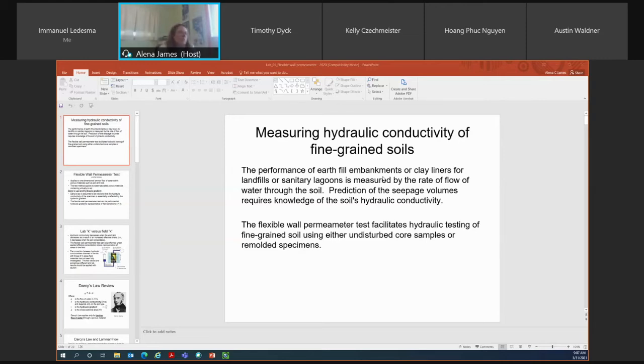So to predict those seepage volumes, we have to have a knowledge of a soil's hydraulic conductivity. Flexible wall permeameter is one type of testing that facilitates determining the hydraulic conductivity of a fine-grained soil. You can either use a Shelby tube sample, so a relatively undisturbed sample, or a remolded specimen to determine your K value.